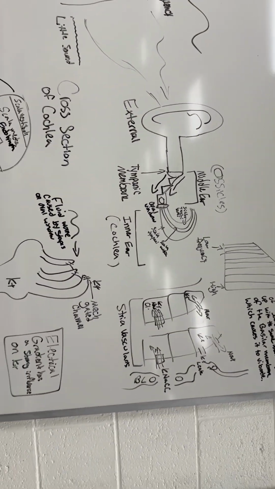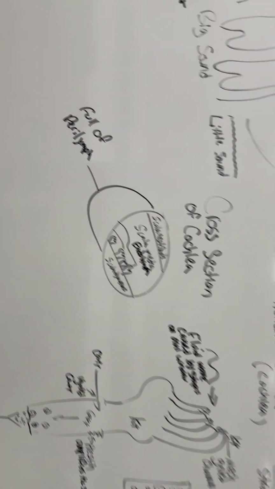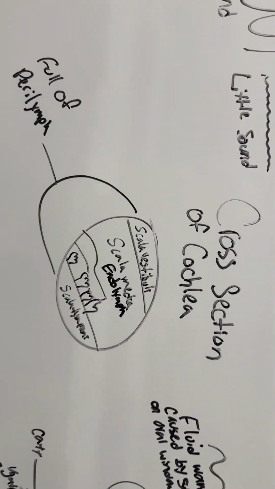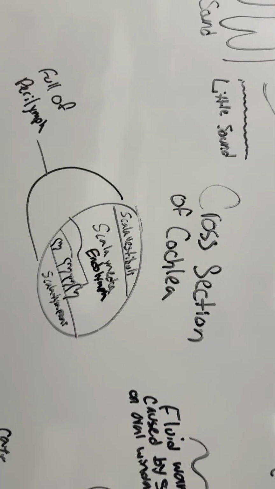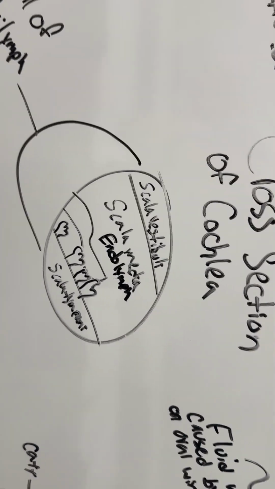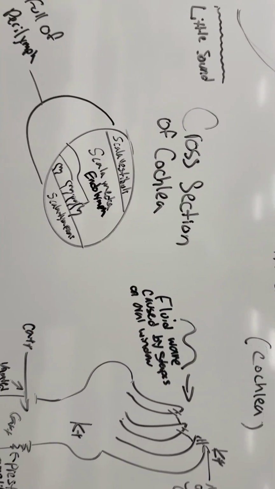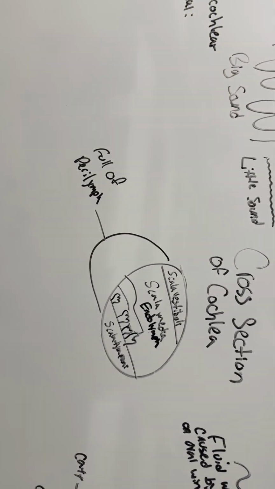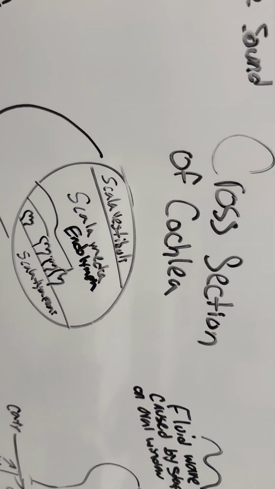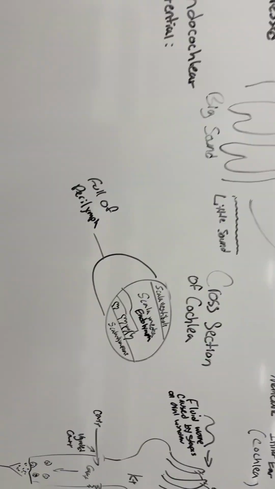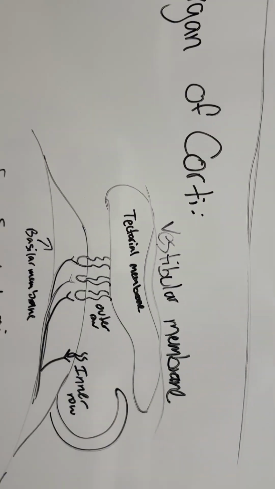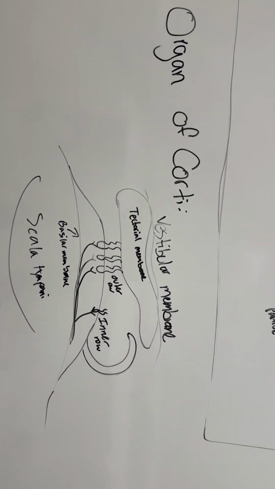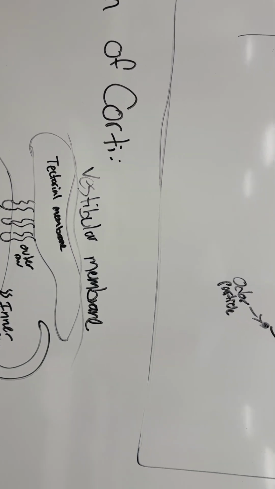So if we take a cross-sectional view of this cochlea here, we see that we have the scala media, scala vestibuli, and the scala tympani. And then the 2 chambers on top of the scala media, the scala vestibuli and the scala tympani, are full of a fluid called perilymph. And the scala media is full of endolymph. And then in this cross section here, you can see this little organ that I drew. And if we zoom in on that, that's called the organ of Corti. And it consists of numerous different structures.